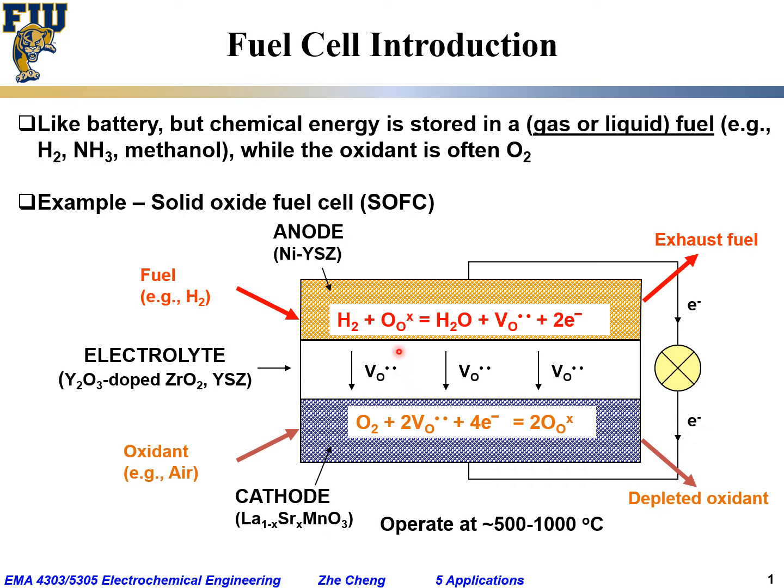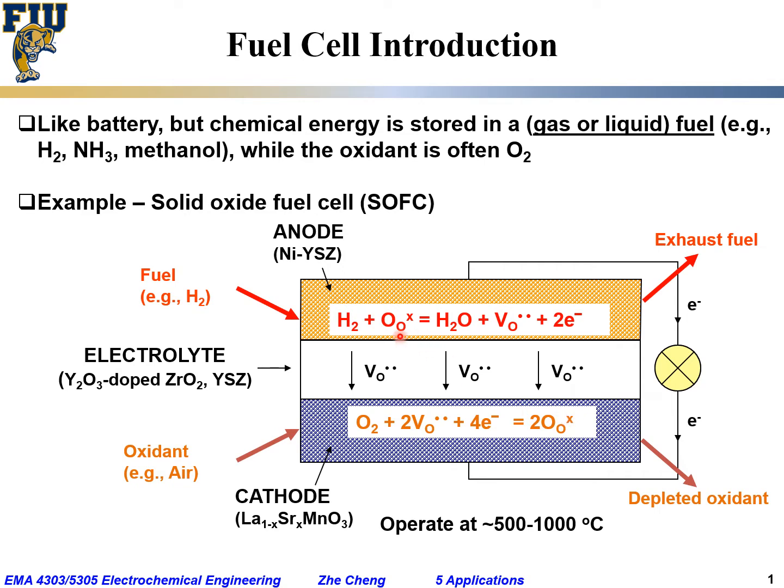The oxygen vacancy flows through the electrolyte and then combines with electrons from where? Electrons released from the anode side, going through the external circuit and coming in. Okay, oxygen gas in the air, oxygen vacancy coming through the electrolyte, and the electron coming through the external circuit, and all these three combine to form oxygen occupying a lattice oxygen site, and it's neutrally charged.